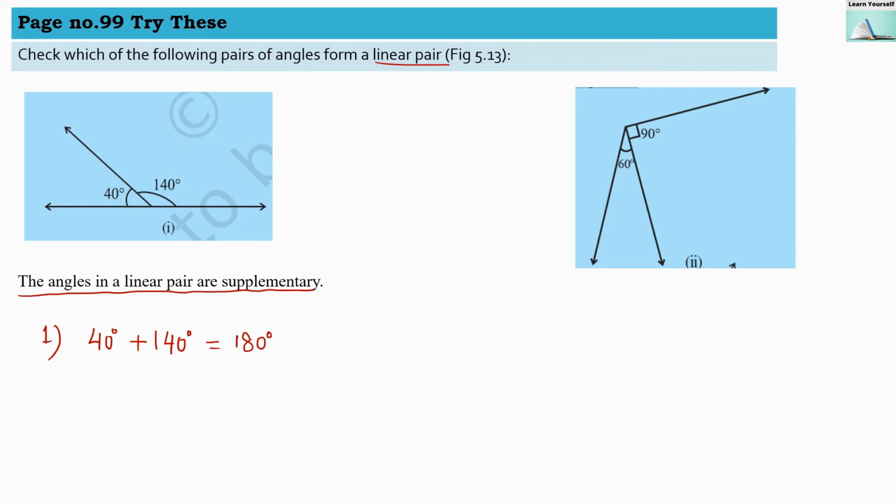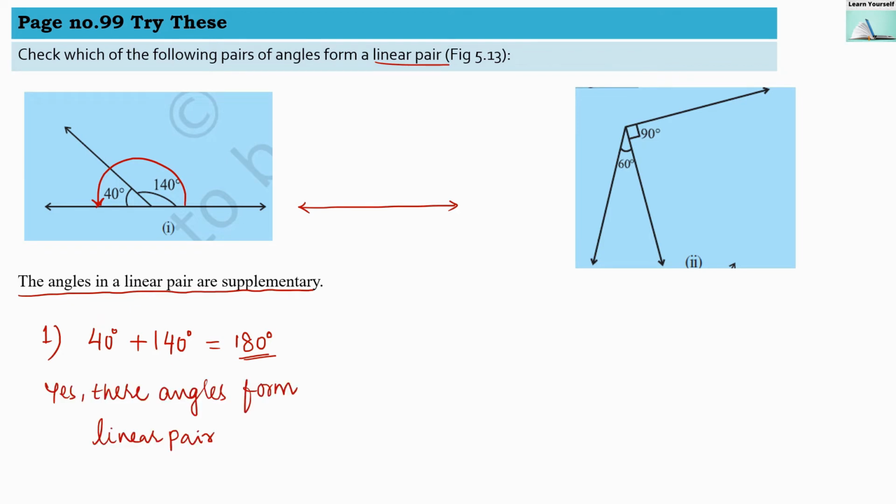One more thing we can check for a linear pair is that when these two angles are together, they give us a straight line, and then they give us 180 degrees. That's why they are known as a linear pair. So yes, the angles in the first example are a linear pair. Second example, 60 degrees plus 90 degrees gives us 150 degrees. So no, they are not forming a linear pair, and as you can see, these two angles are not giving us a straight line.